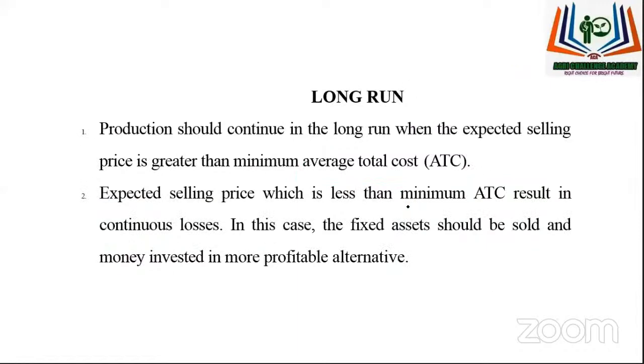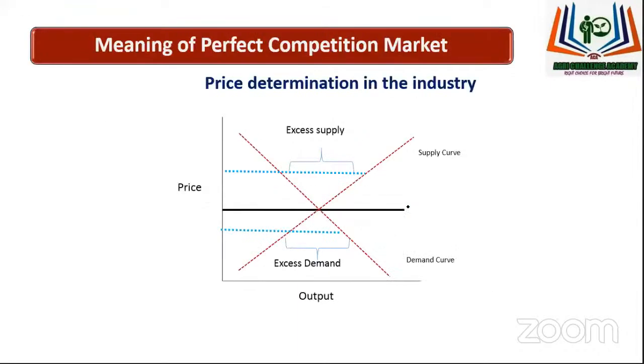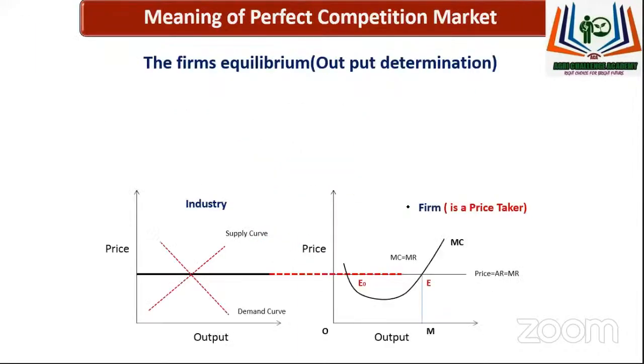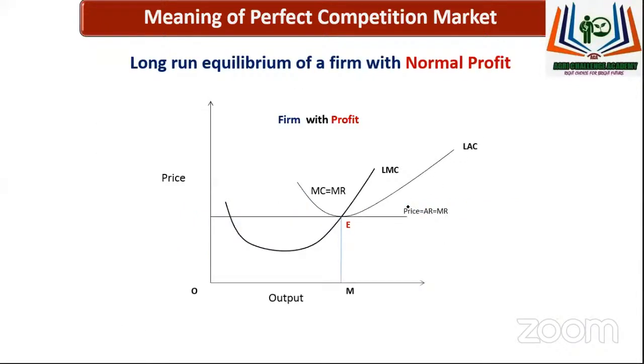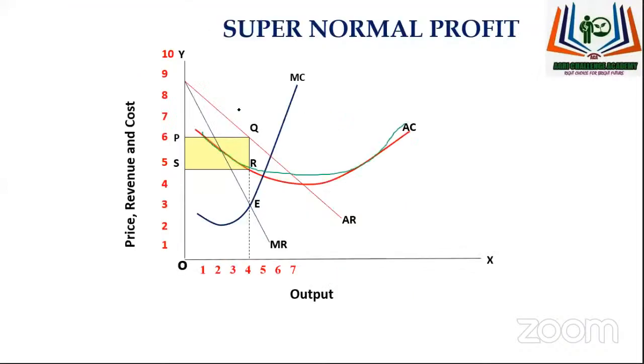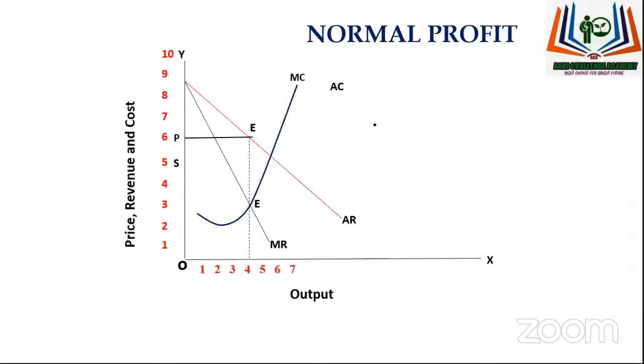This is a lengthy process, sir. I will explain in detail in market and production, sir. What is the profit point? It takes one more hour, sir. The average cost curve: how the average cost curve moves above and below, what the situation is like that. This is the average cost curve.